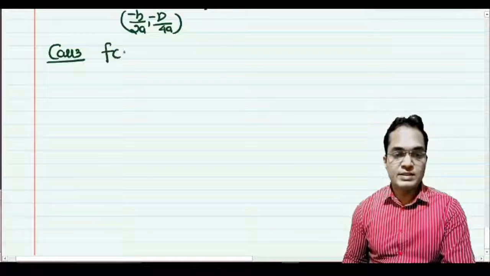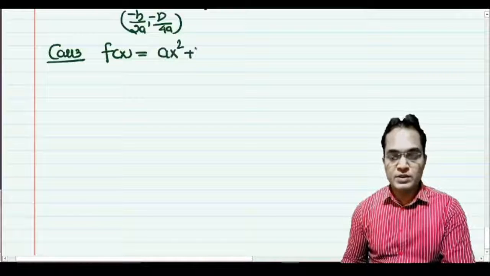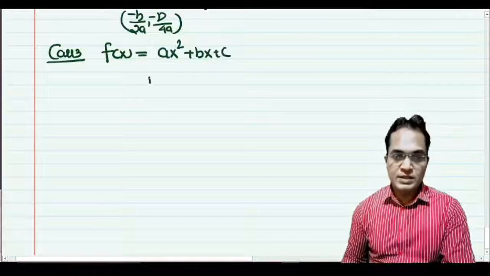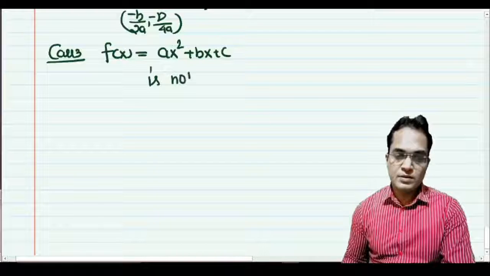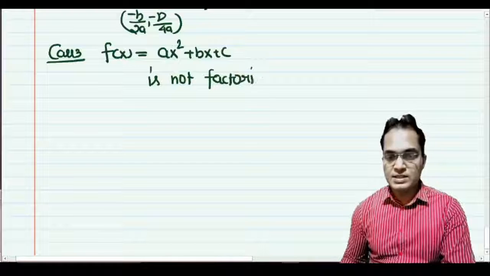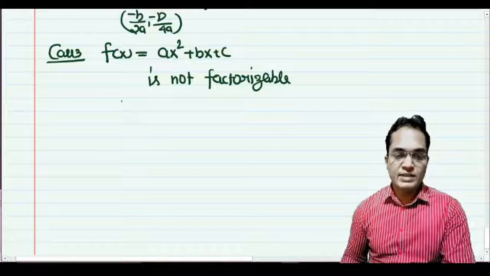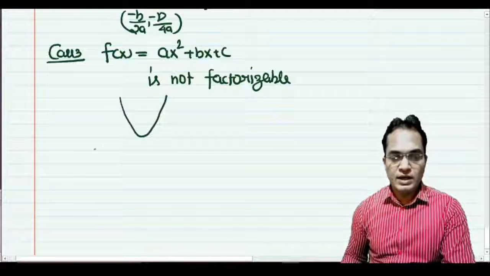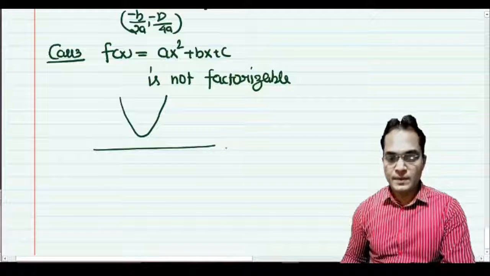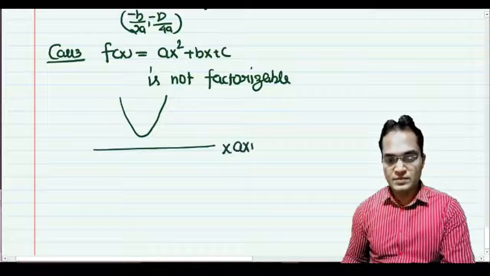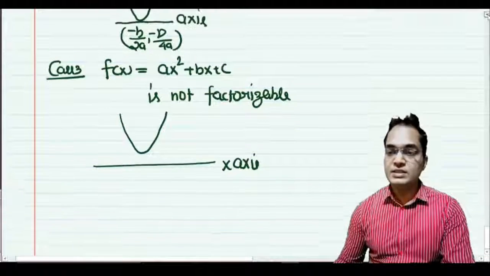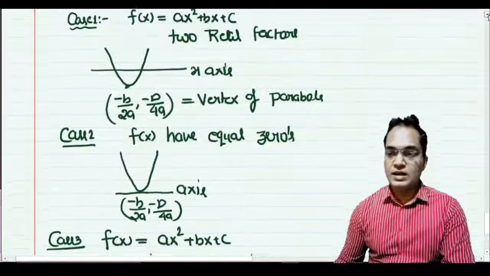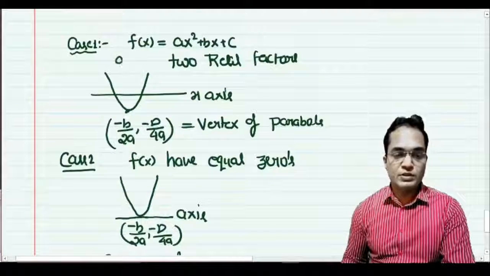And last, third case, case 3. If f(x) is not factorizable, if ax square plus bx plus c is not factorizable, then the graph is like this. This is the parabola, and the x-axis like this. This is the x-axis. In all these three cases, this is a graph where a is positive.